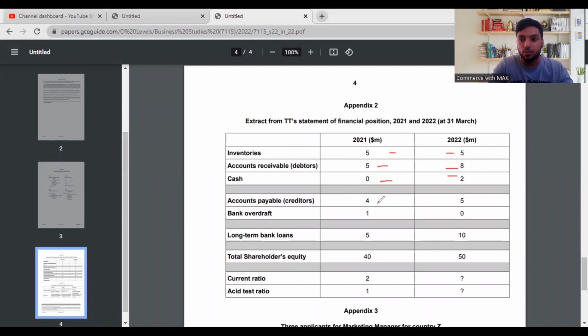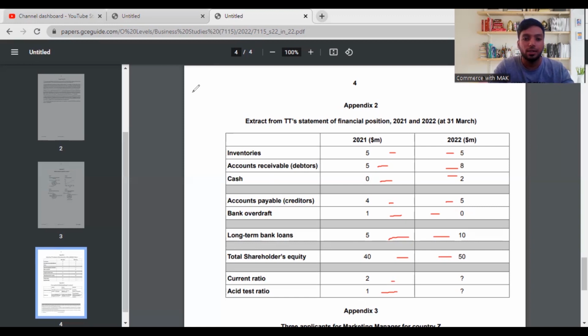And then we have accounts payable 4 million. So accounts payable has increased. So current liability is also increasing. Bank overdraft has decreased. So that's a good thing. And long-term loan has increased. Not a good thing. Total shareholders' equity has increased to 4250. And then we have current ratio 2 and acid test ratio 1 in 2021. So we can find out the current ratio of 2022 and acid test ratio of 2022 and explain what the situation of the company's financial position is.